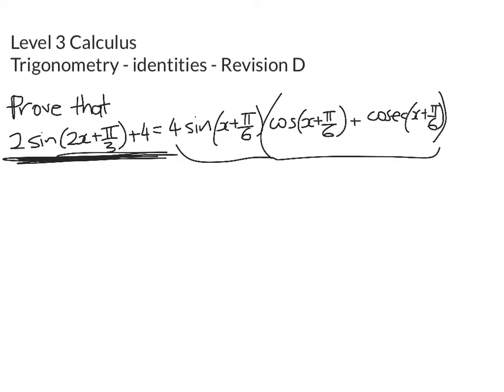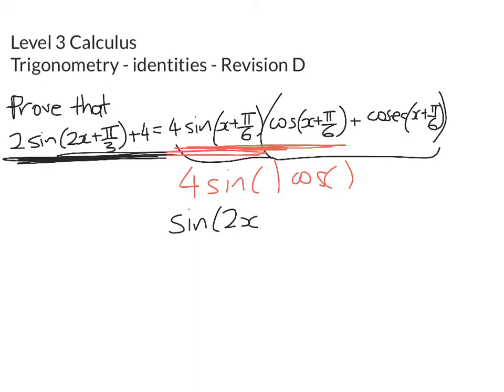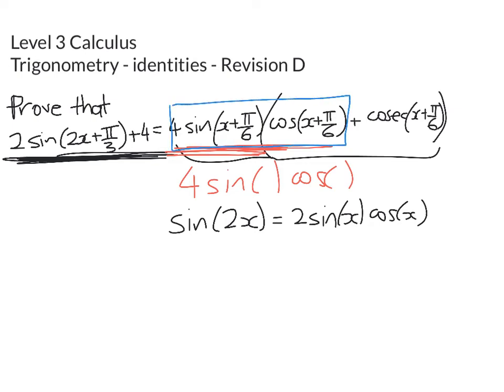Okay, so here are the 2 things that I see. I see this thing here is a 4 sine something cos something. And that makes me think of the double angle formula for sine, which is sine of 2x is equal to 2 sine x cos x. And when I look at this part of the expression, I can see something to do with that. So that's the first thing I notice.